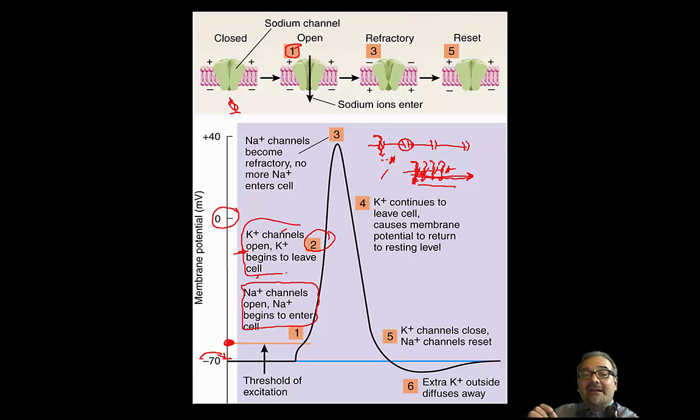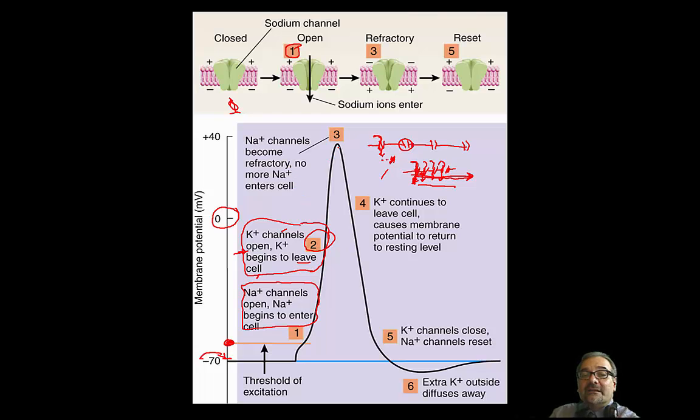Now remember the balance of the potassium channels. The potassium wanted to go out because of the force of diffusion. They're much more concentrated on the inside, so potassium will begin to leave the cell naturally.